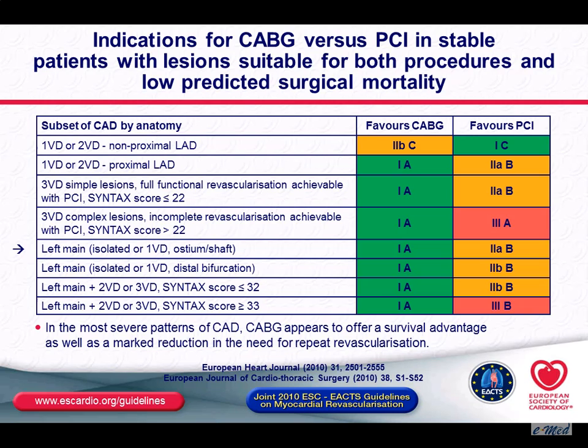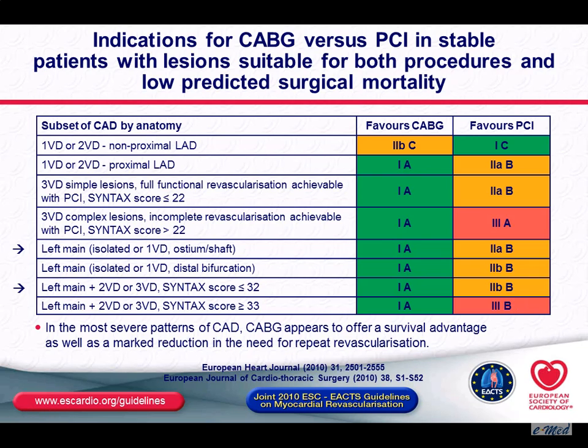The situation is not so easy in a number of other cases, particularly left main, either left main with isolated shaft or ostium lesion, or even more complex left main with double or triple vessel disease, but a low to intermediate syntax score. Under those conditions, of course, surgery can be considered, no problem. It's a 1A. But we also have 2A indication or even 2B for PCI.